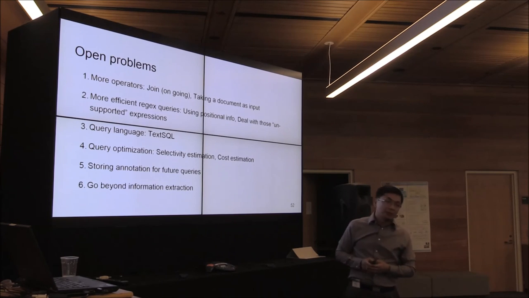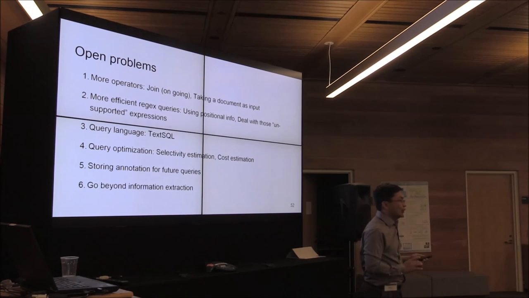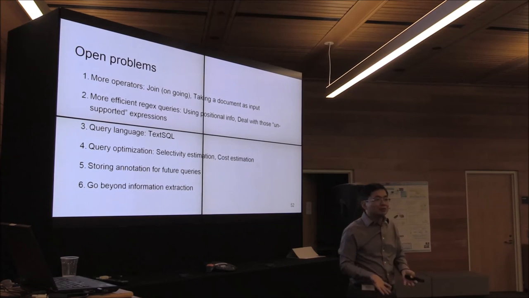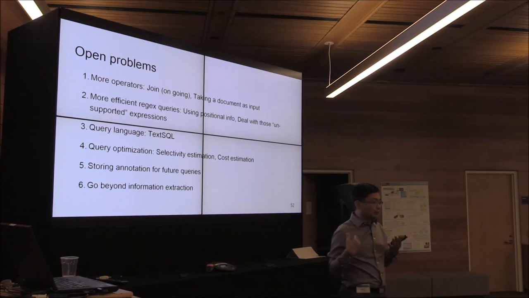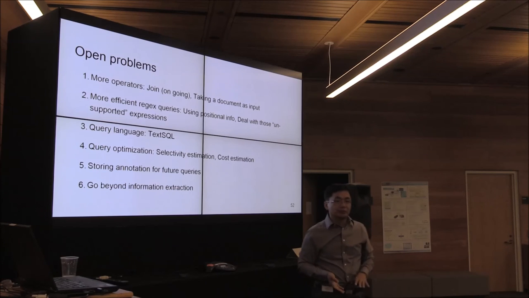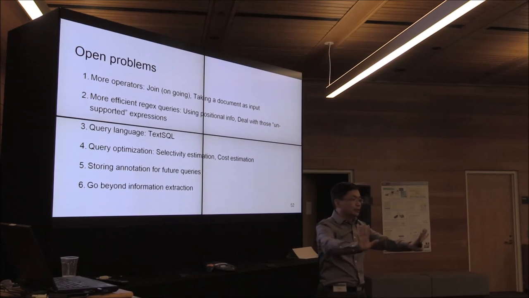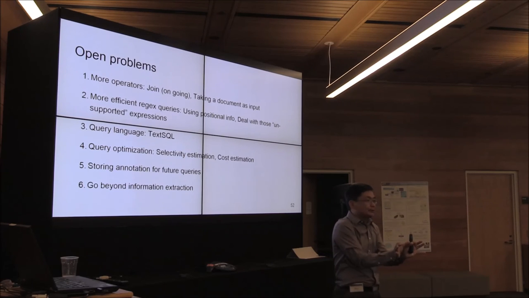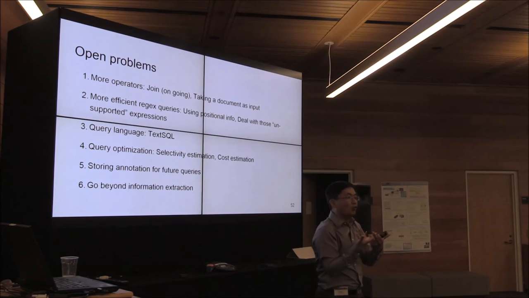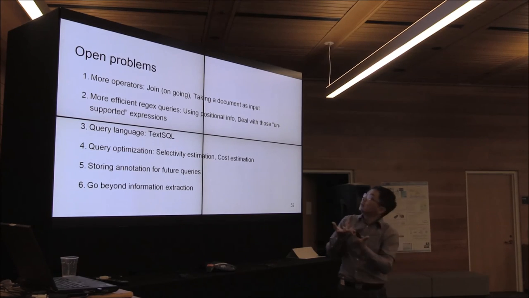I already mentioned some of them. One direction is we want to add more operators. We only implemented some basic operators. Some operators I would like to add include a join operator, which some students are working on, also influenced by SystemT: how to join the outputs of multiple operators based on span conditions. For example, if two spans overlap, they can do a join.